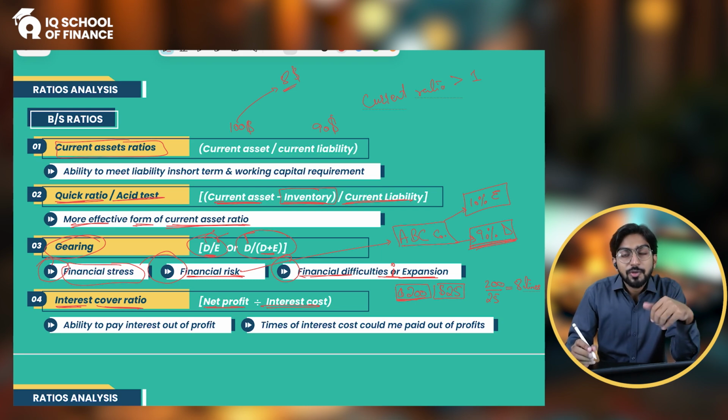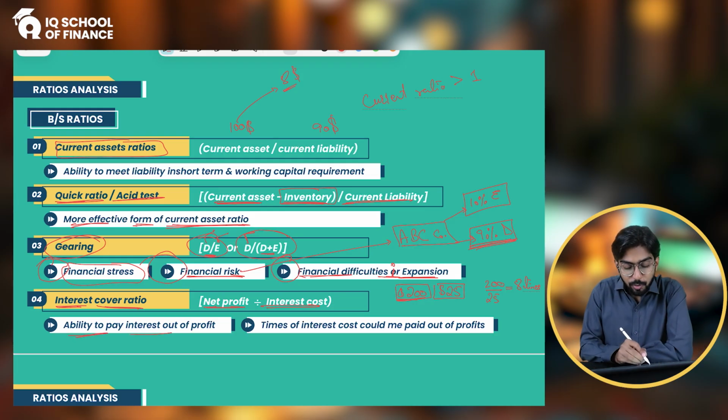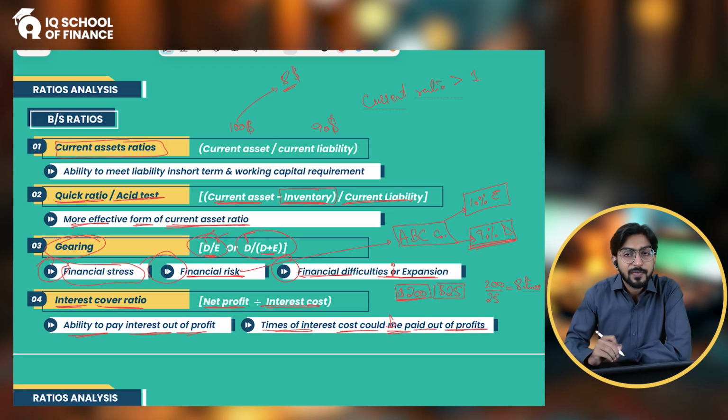And why do you use it? You use it to show your lenders that they can give us more debt, and that our net profit, our operation, our business has this much strength. We can cover the interest. How many times? You need 1 time, 2 times, 3 times? Tell us how many times we can cover it. 8 times, 10 times, 5 times. So that shows you, right? It is the ability to pay the interest out of the profit, and it is the number of times the interest cost could be paid out of the profits.